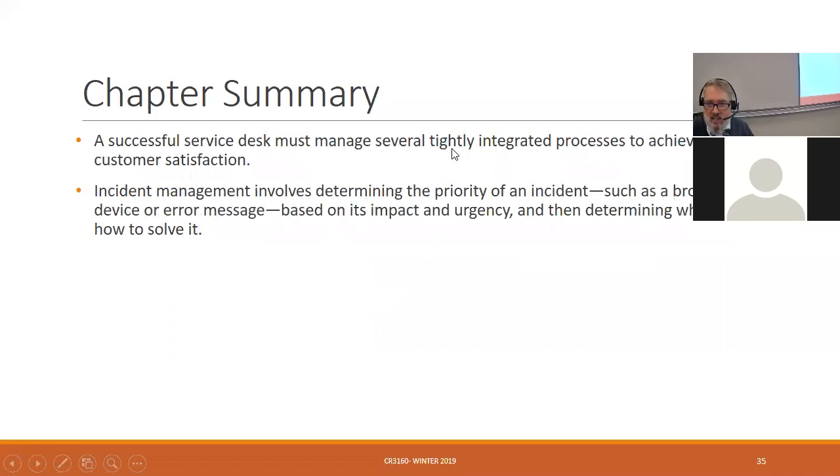Okay, the tightly integrated processes that it's talking about here are your incident management, your problem management, your change management, your configuration management. Those are tightly integrated processes. They're tightly integrated through databases. So databases are recording everything that you're doing in those processes, and that's all managed by our configuration management system.